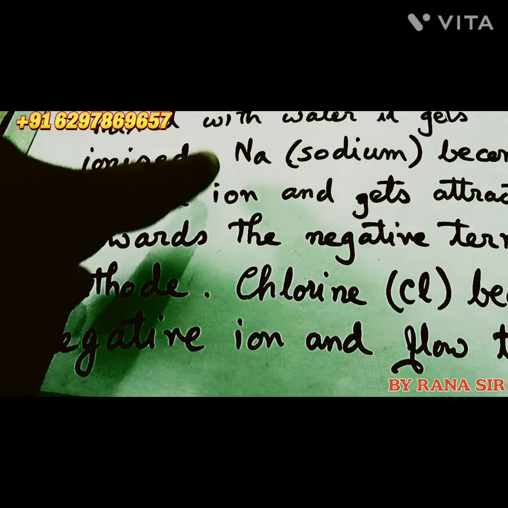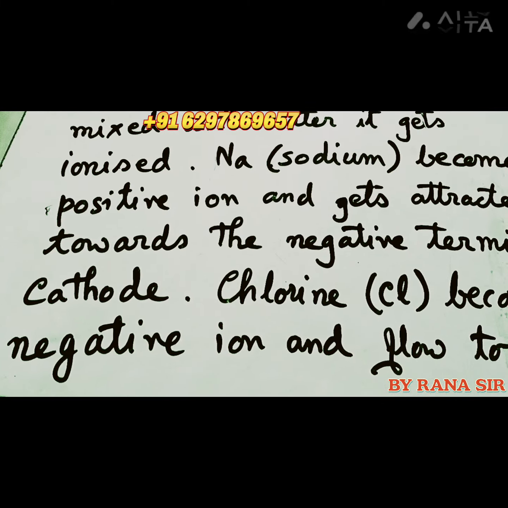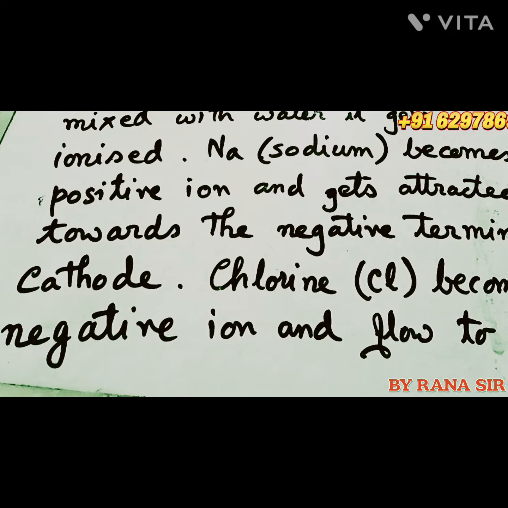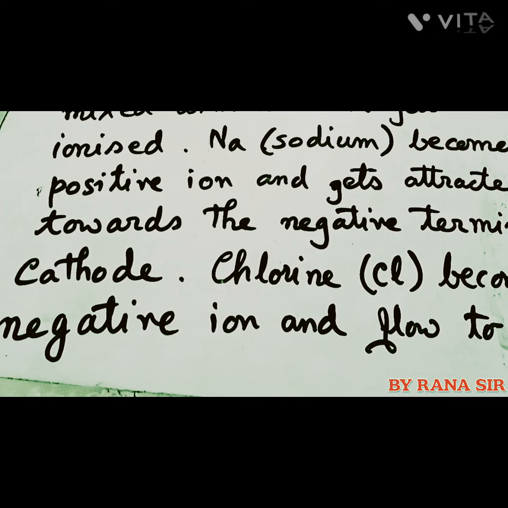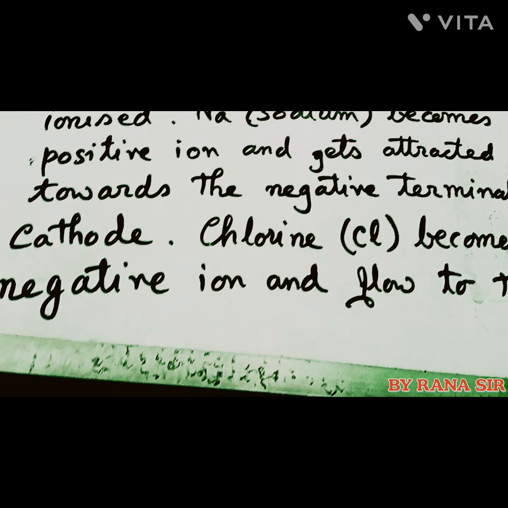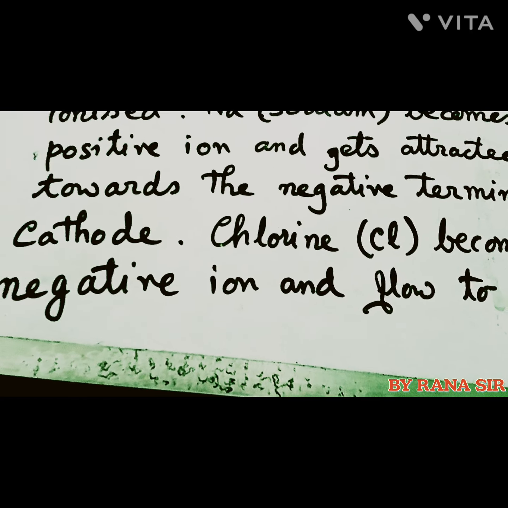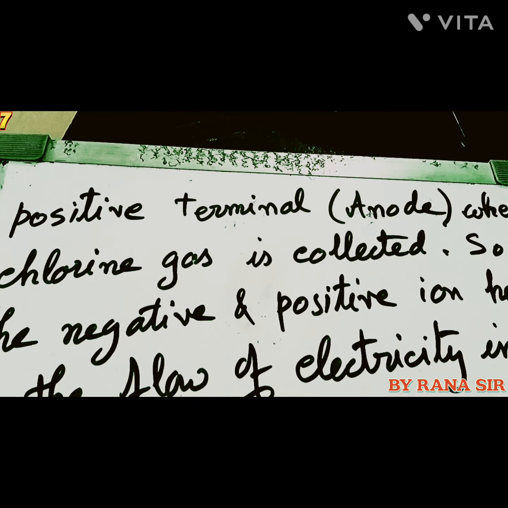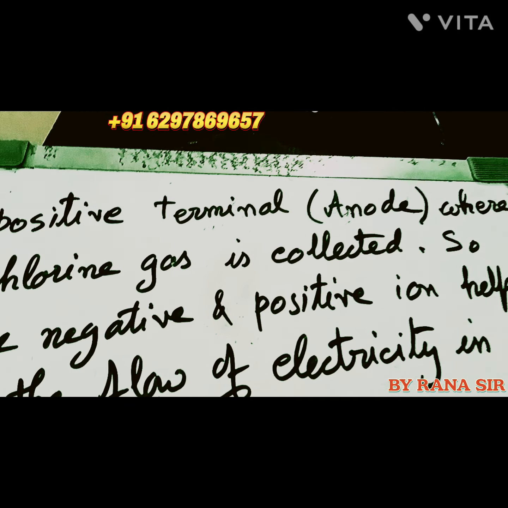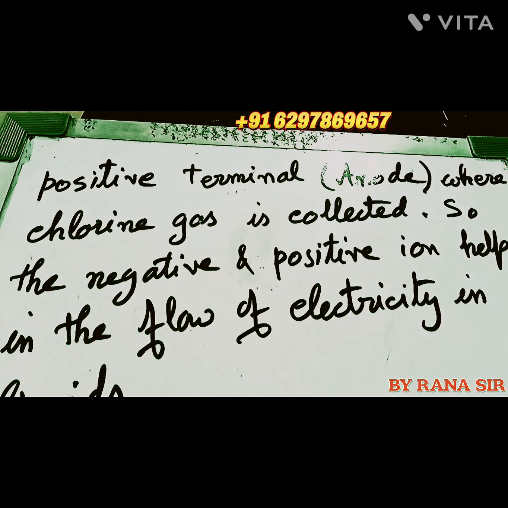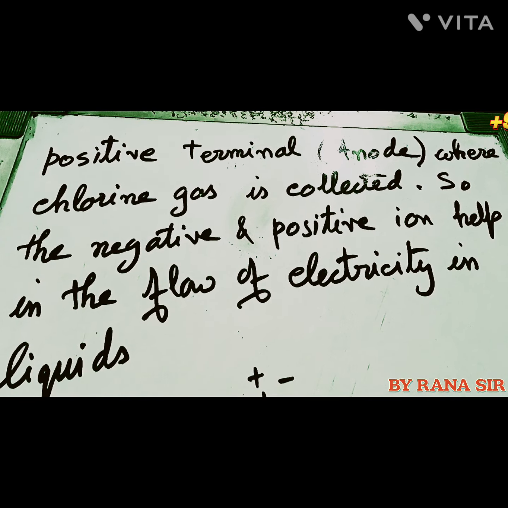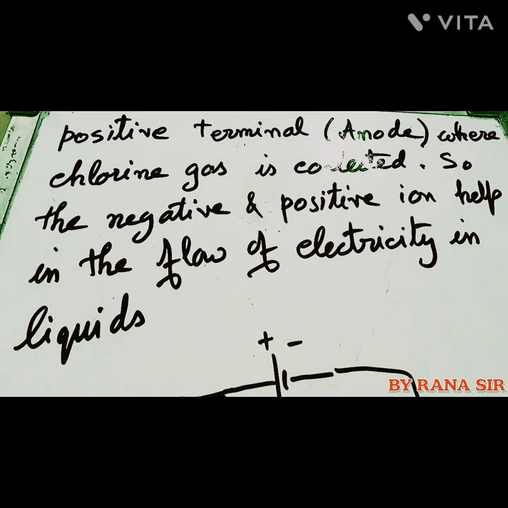So Na, that is sodium, becomes a positive ion and gets attracted towards the cathode. What is the cathode? It's the negative terminal. Chlorine, Cl, becomes a negative ion and flows towards the positive terminal, that is the anode, where the chlorine gas is collected. So negative and positive ions help in the flow of electricity in liquid.